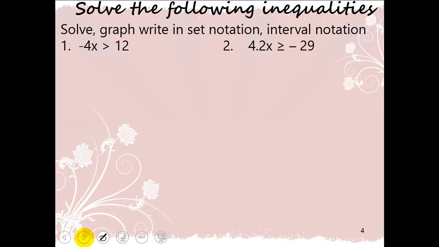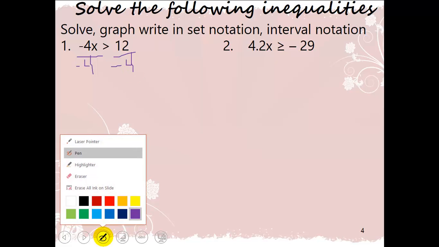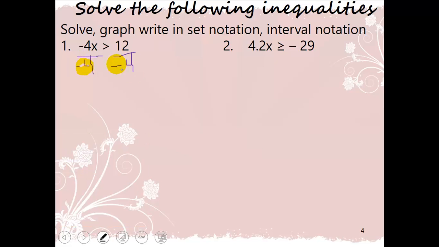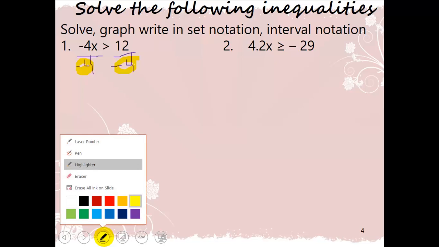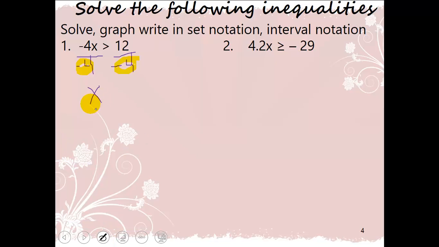Okay, why don't you hit pause and try both of these. Oh wait, no, I'm sorry. No, well, I'll solve these with you. Here's negative 4. We're going to divide by negative 4, divide by negative 4. What happens when I divide by a negative? Division by a negative. I have to flip the direction of my inequality. X is less than negative 3.